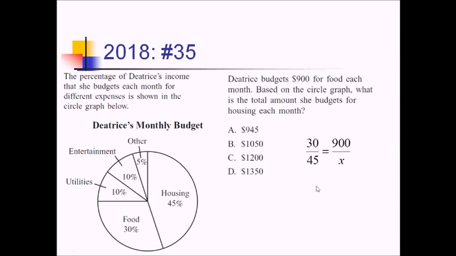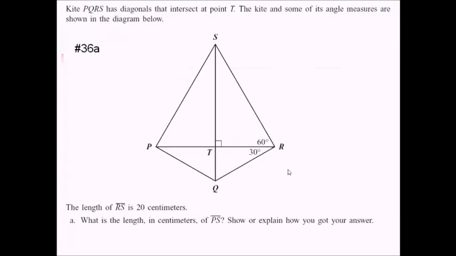And now we can just cross multiply. Actually, to make our lives a little easier, let's reduce 30 over 45 to 2/3. And now if we cross multiply, we've got 2x equaling 2,700. Dividing by 2, that's going to be $1,350. Choice D. For number 36, we've got an open response problem with a kite, as given in the diagram here, and some of the angles they gave to us.